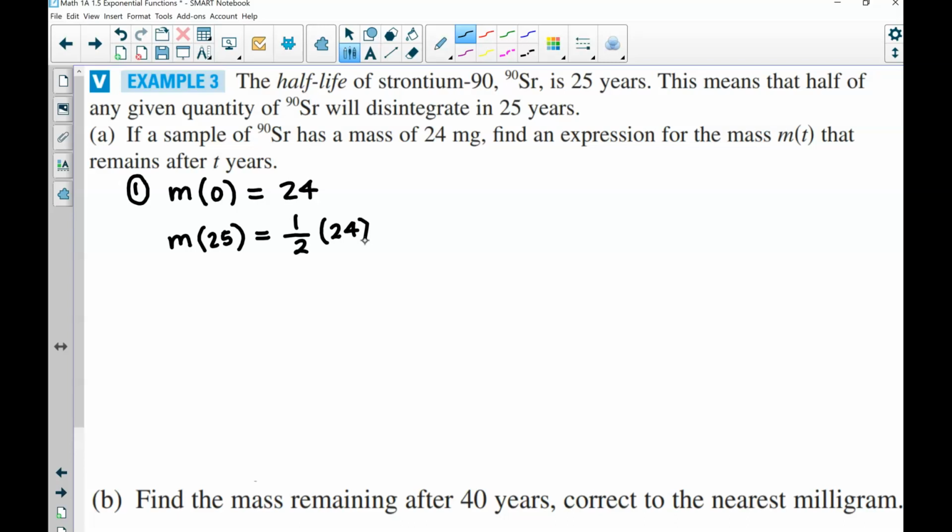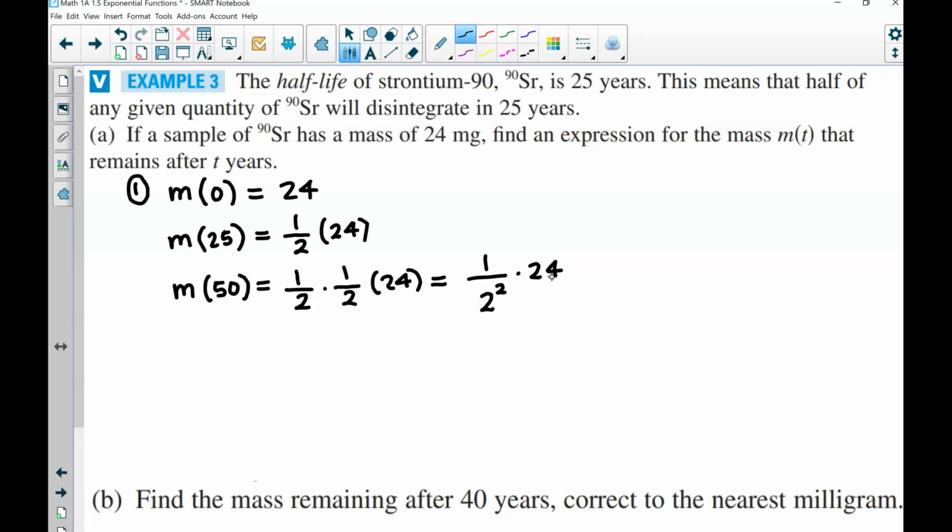So now, if we double the years, and now go from 25 to 50, well, if we're doubling that, that means we have to multiply it again by 1/2. So we have 1/2 times 1/2 of that 24. And if we want to write this in exponential form, this would be 1 over 2 squared times 24.